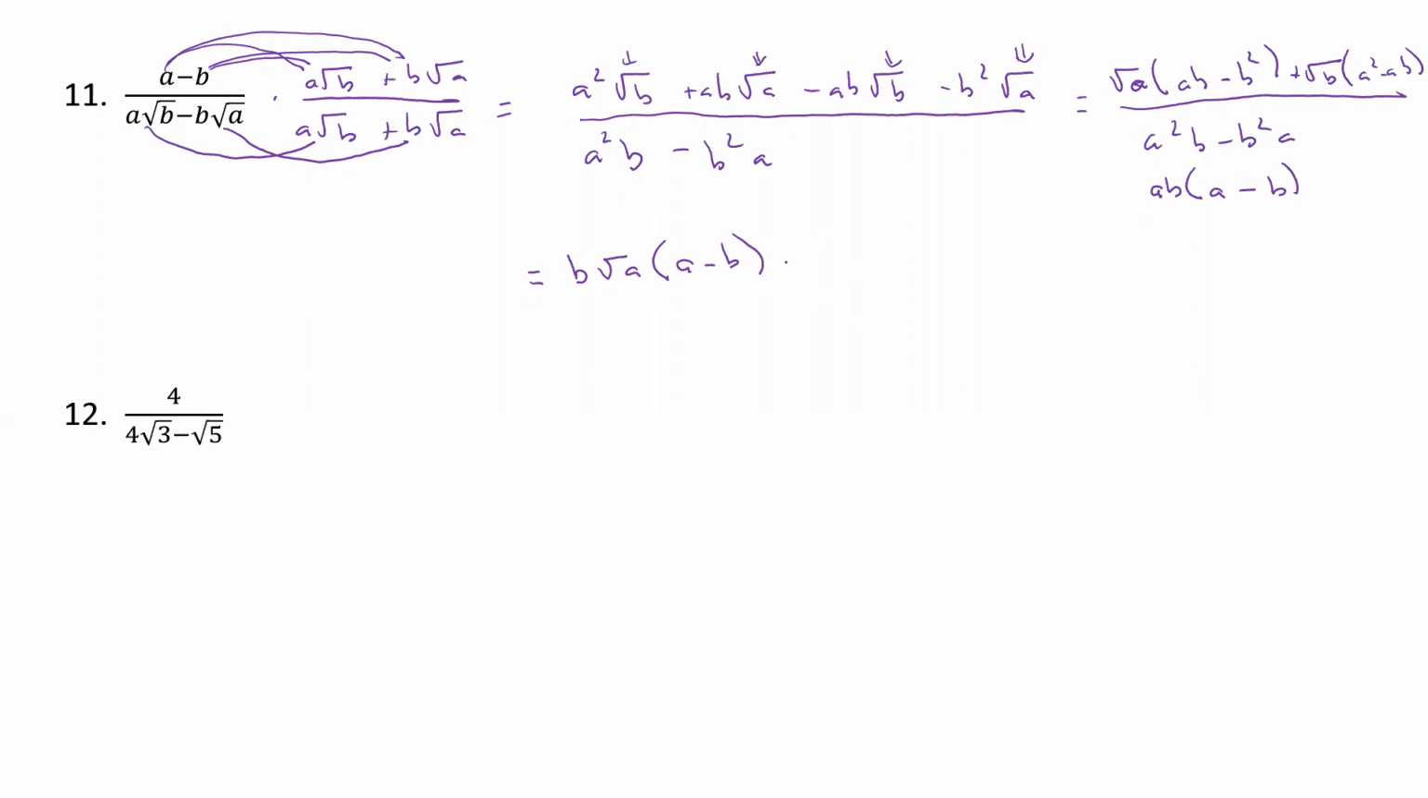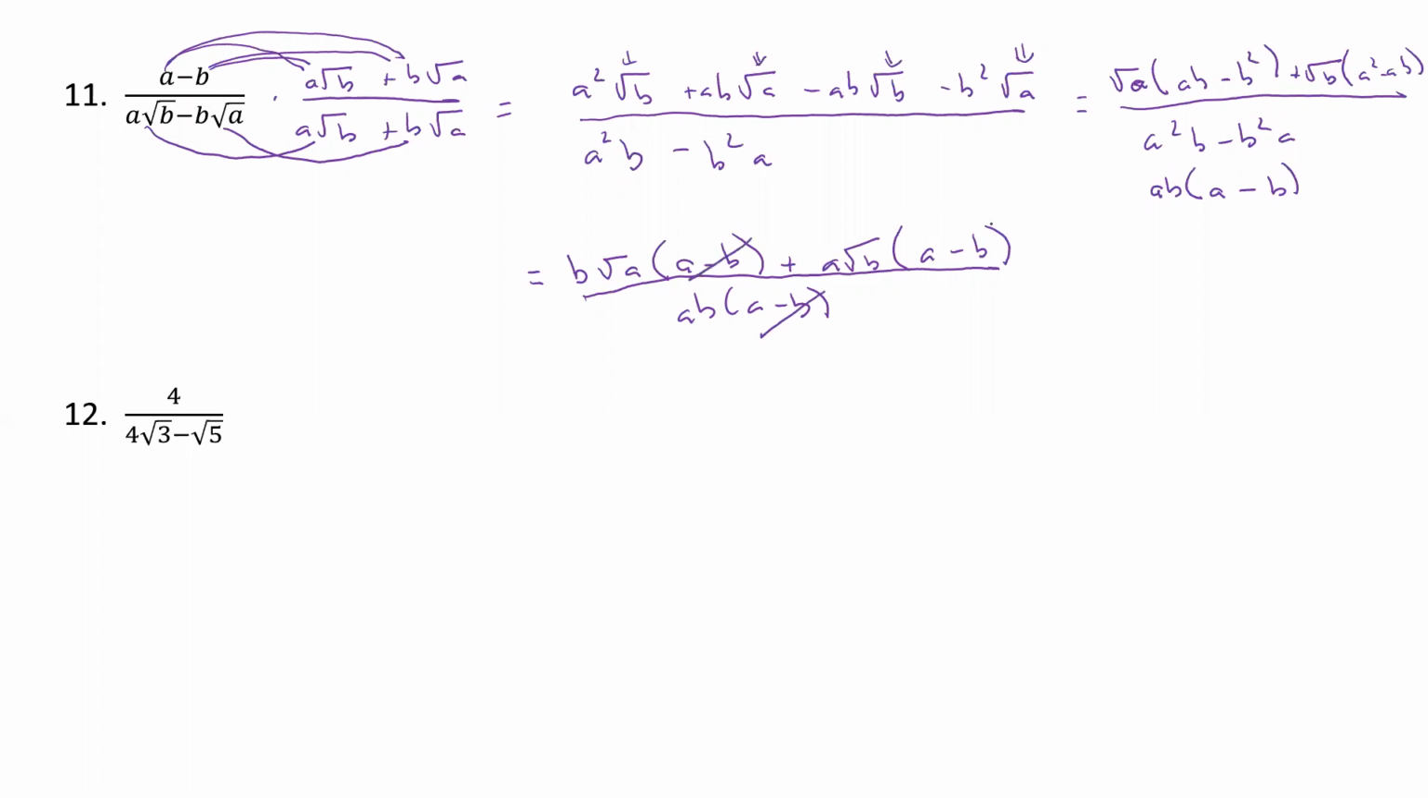And then here I've got plus, now I want to take out an A because there's an A in common in both of those. And then I have square root of B, and then I have A minus B again. And then that's all over AB times A minus B. Okay. Well, what can I do now?